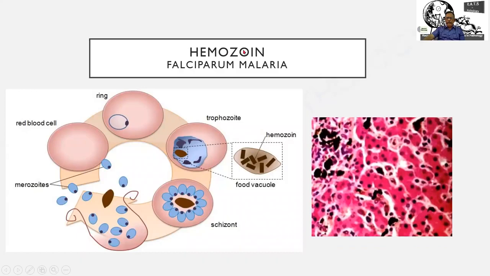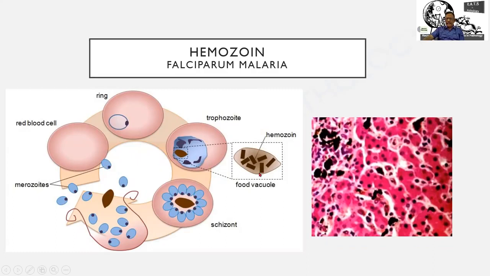This is the hemozoin pigment that is produced by Falciparum malaria. This is the life cycle of the malarial parasite. We have got the ring form, the trophozoite, schizont. And the schizont will be fragmenting into small elements called the merozoites. Different strains of this malarial parasite will have different numbers of merozoites. And the merozoite will again become a ring form.